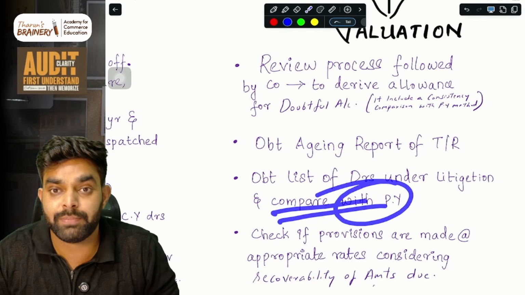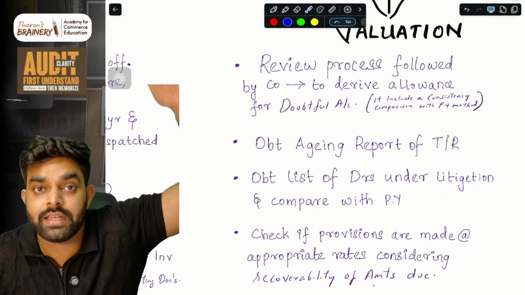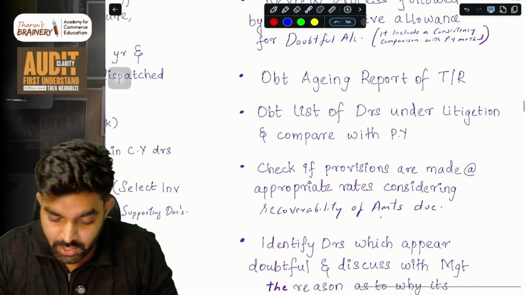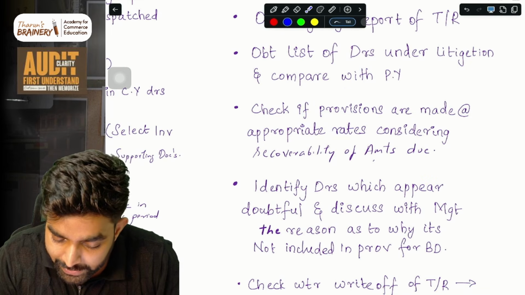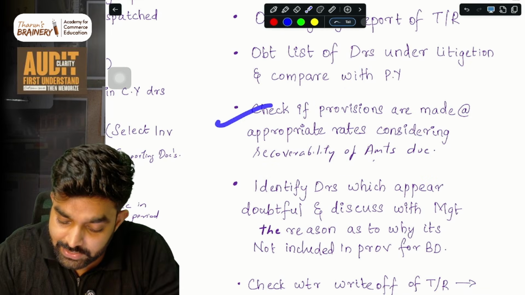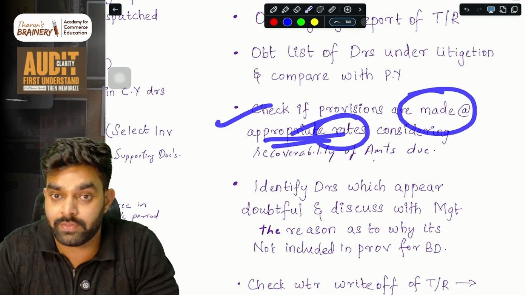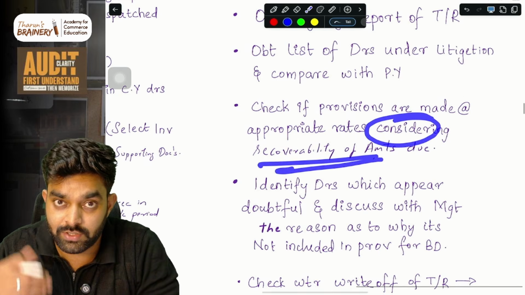And compare it to the previous year. If the litigation cases are increased compared to last year, that means the company is in a bad stage. So check that. Then check if the provisions are made at appropriate rates considering the recoverability of amounts due. That is, all the provisions are put at the correct rate, considering the recoverability.